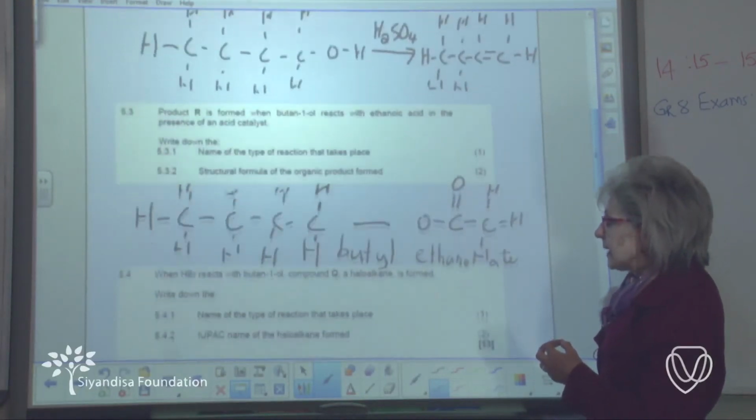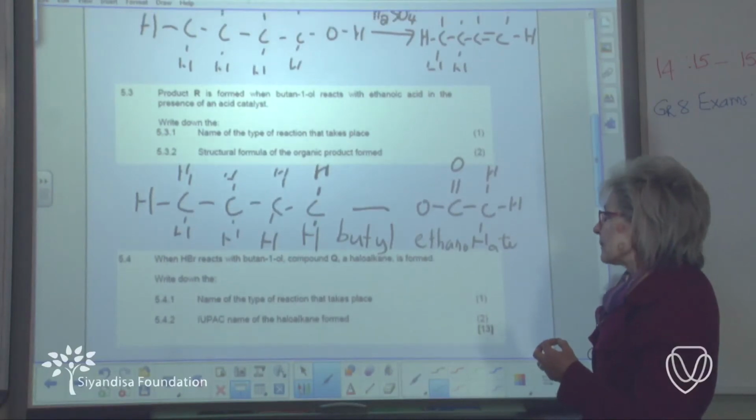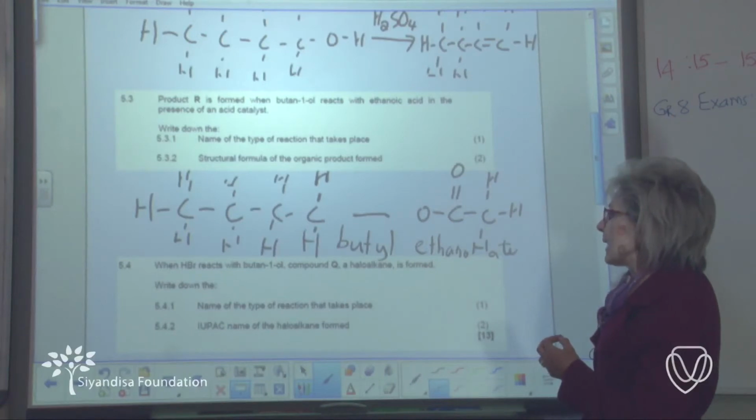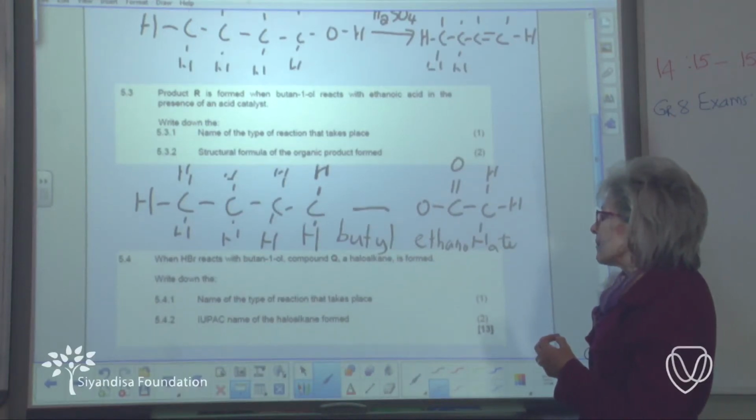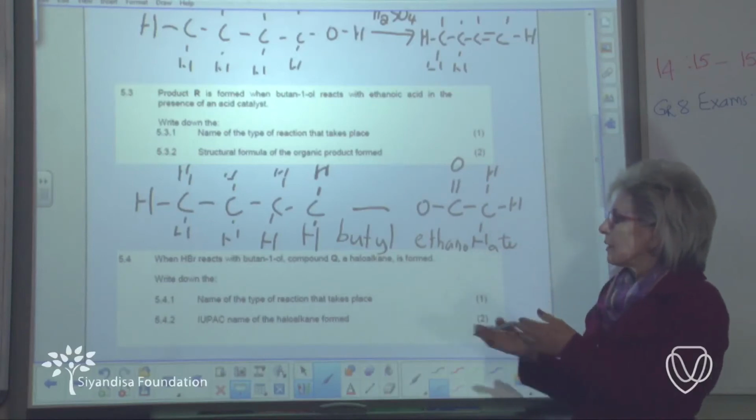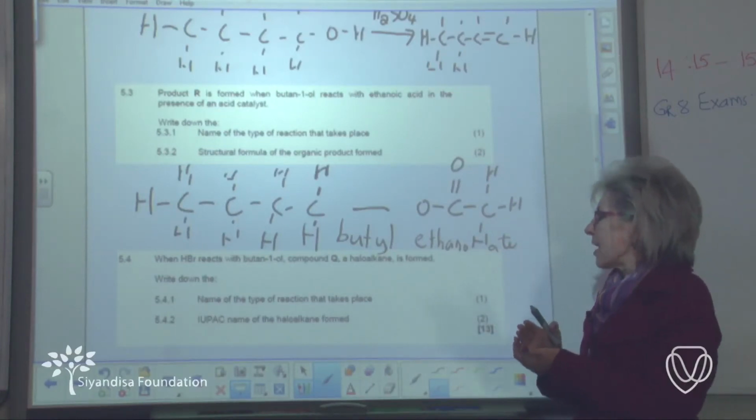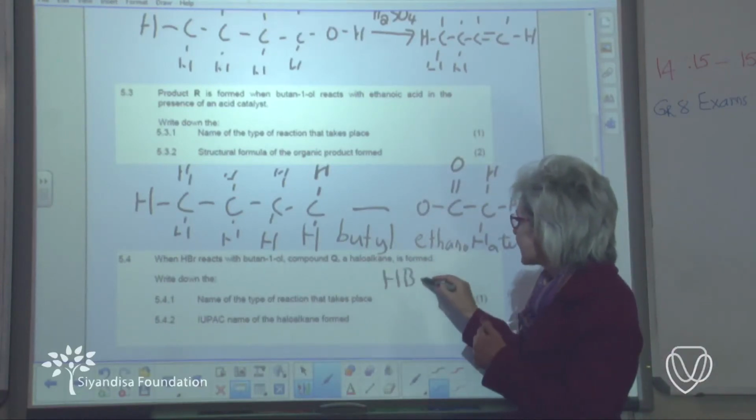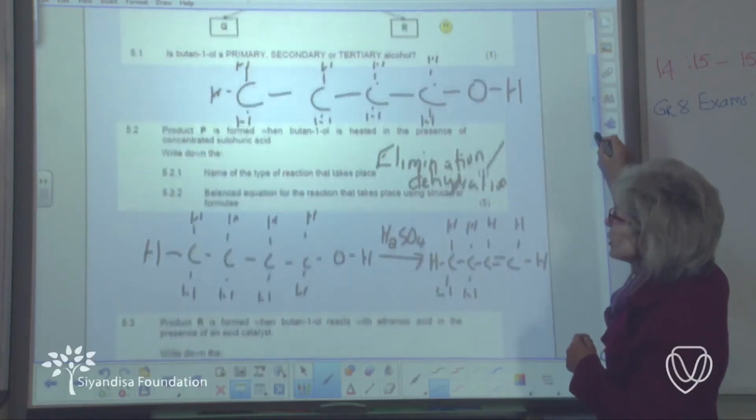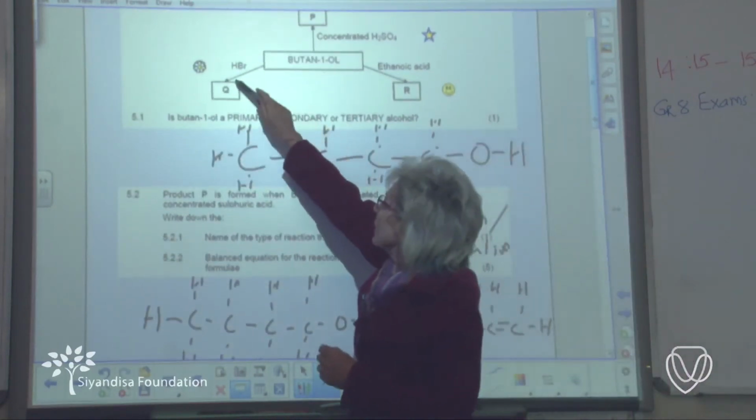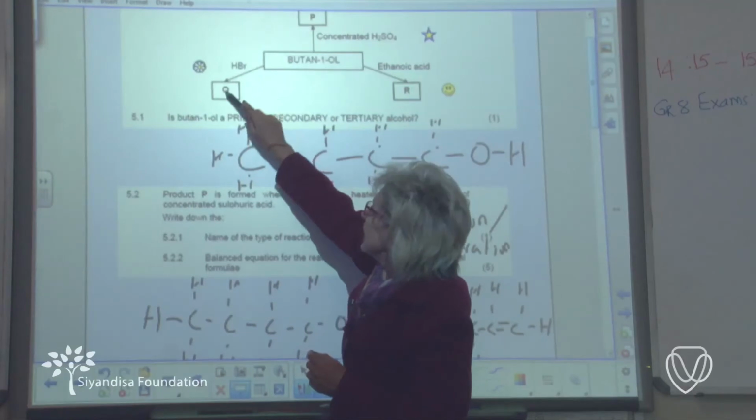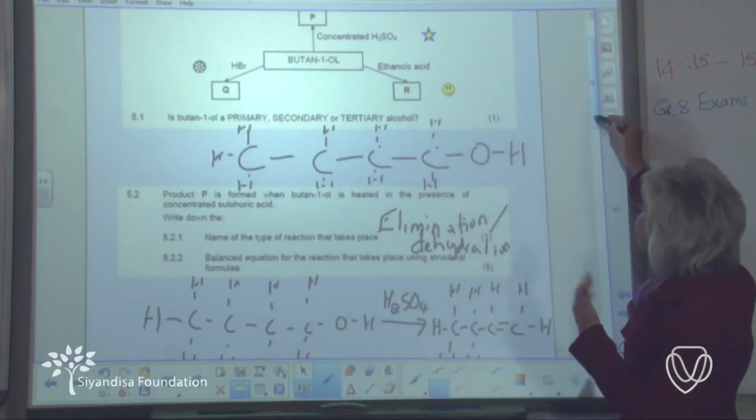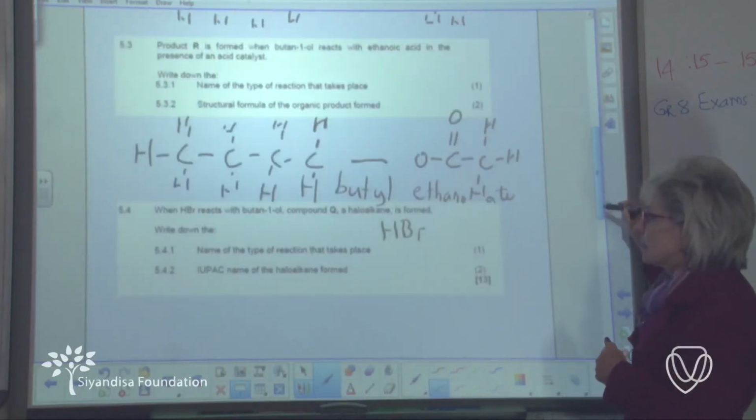And the question said it forms a haloalkane. So this means the hydroxyl group needs to be replaced by a halogen. So that means I need to react it with something that has a halogen in it. So what type of reaction is this? This is going to be substitution, or hydrohalogenation, being the specific type of substitution.